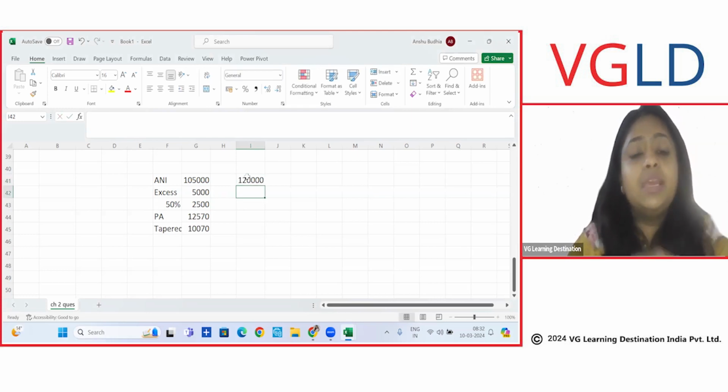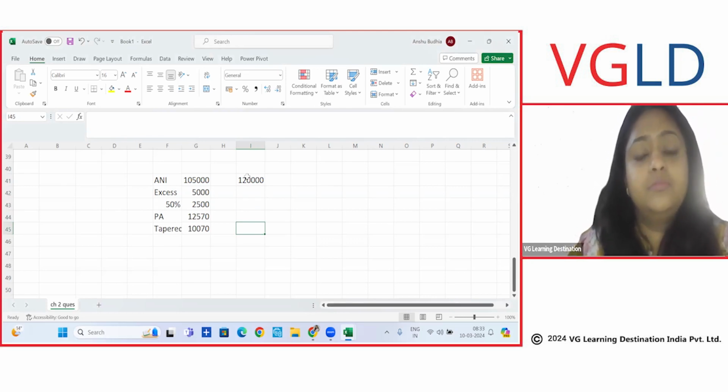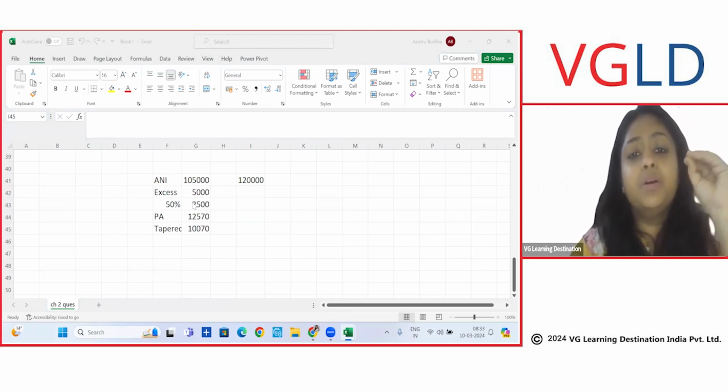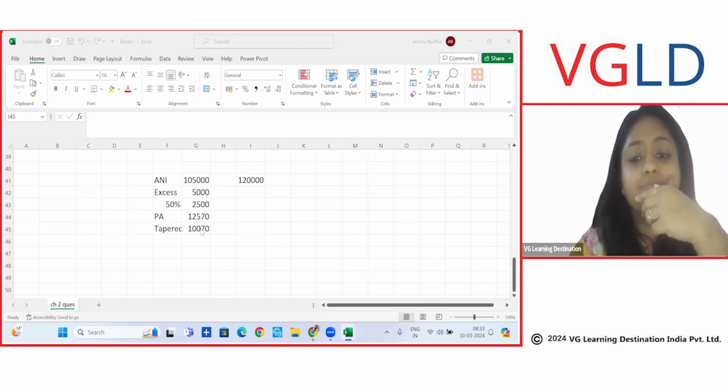For 1,20,000 ANI, tell me what is the tapered PA, all of you. Quick, 1 minute for answering. All of you type it in the chat box. I don't want the amount tapered. I want to know what is the final PA. After the tapering, what is the tapered PA? I want this amount. Give me that amount, all of you.